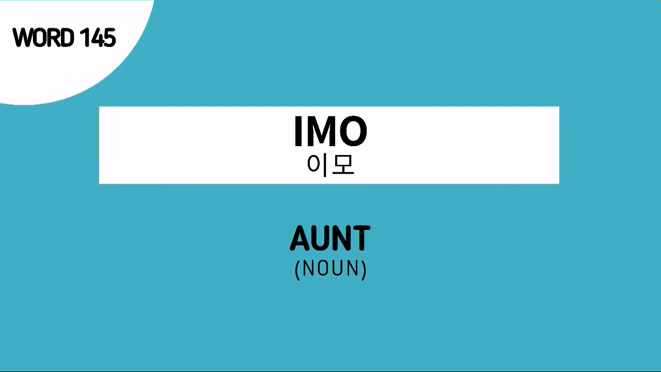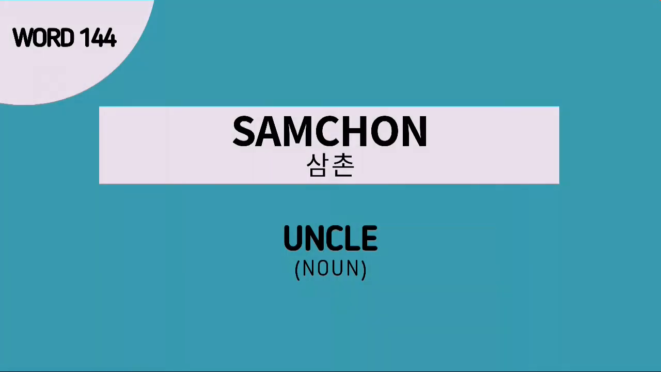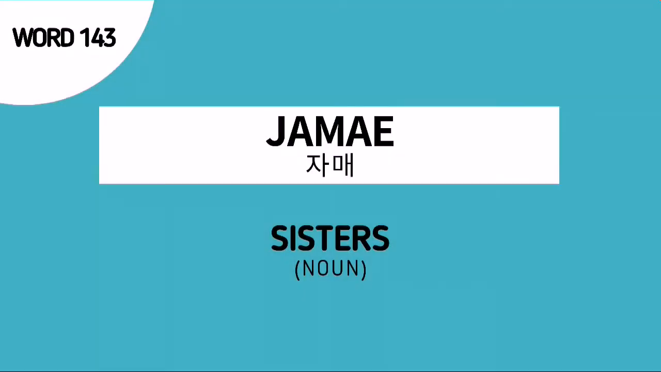Word number 145 is imo, and this is the Korean noun for aunt. Word number 144 is samchon, and this is the Korean noun for uncle. And the last for our review is word number 143, jamae, and this is the Korean noun for sisters.